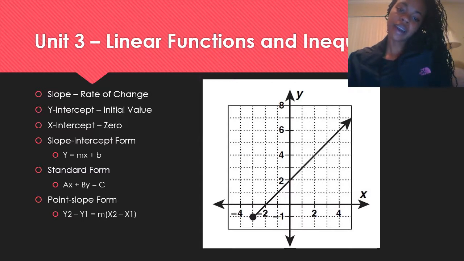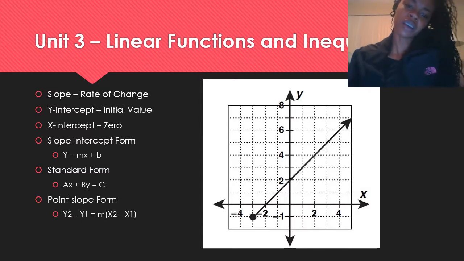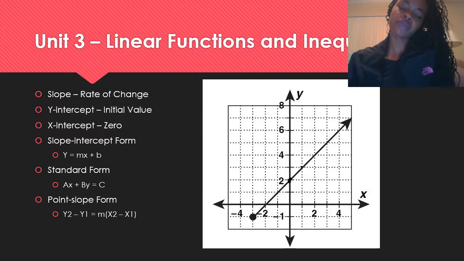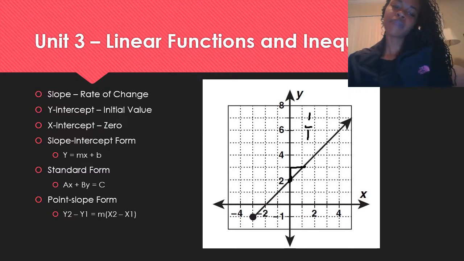On a graph, this point where we cross the y-axis, that's my y-intercept. That's where I'm going to start. So my y-intercept is at 2. My slope is just how did I get from one point to the next point. So I rose up 1 and I went to the right 1. So when I write my slope, it's 1 over 1. My x-intercept on this problem would be -2. My x-intercept is where I cross the x-axis.